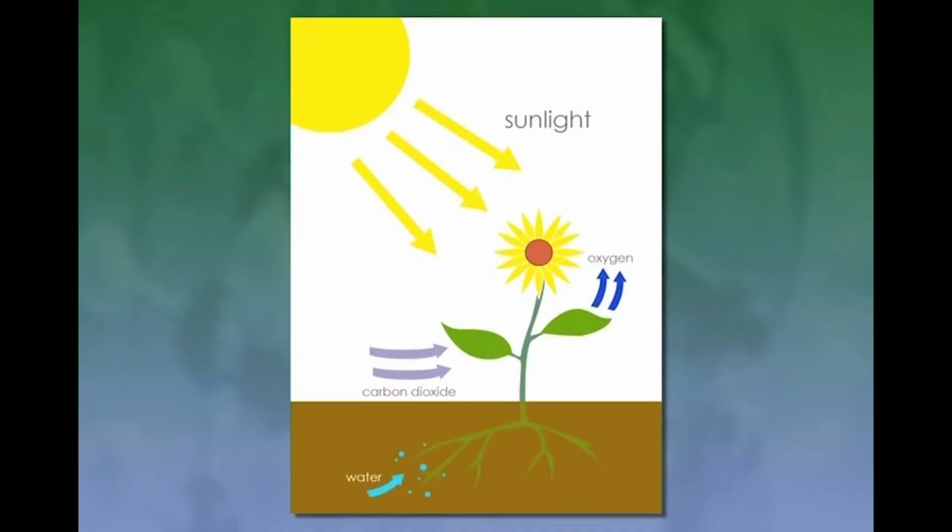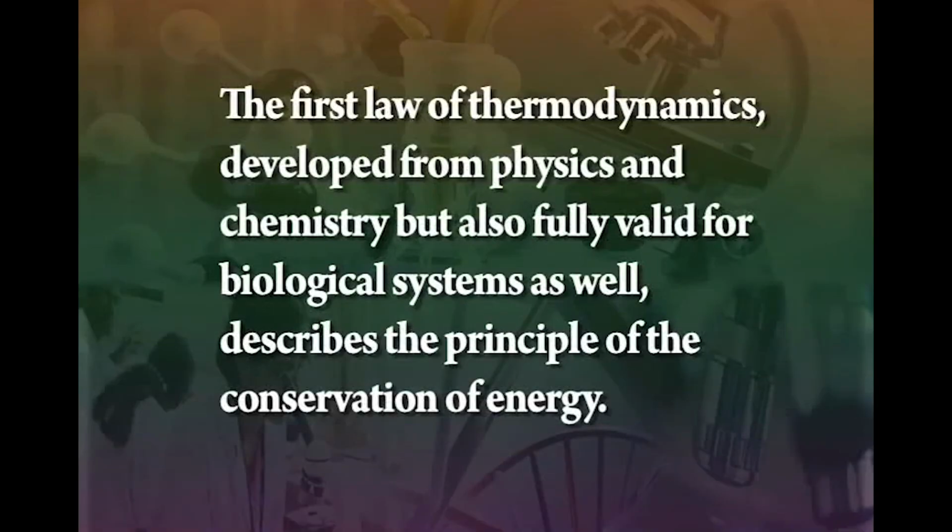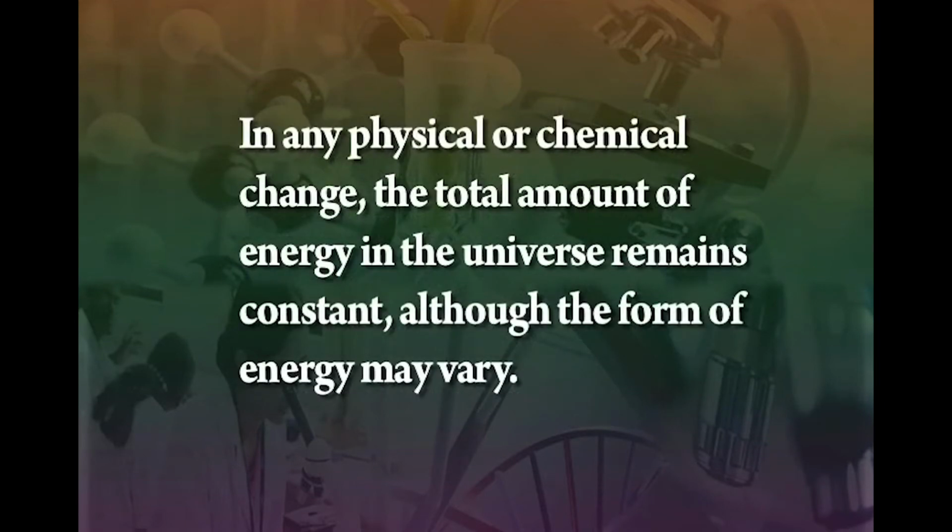They derive energy from the surroundings in two ways. They take up chemicals or fuels like glucose from the environment in the form of food, like we do, and extract energy by oxidizing them, and they absorb energy from sunlight, like plants. The first law of thermodynamics, developed from physics and chemistry but also fully valid for biological systems, describes the principle of the conservation of energy, meaning in any physical or chemical change, the total amount of energy in the universe remains constant, although the form of energy may vary.